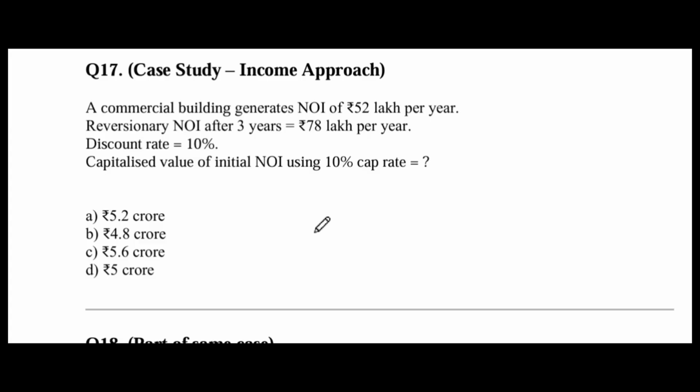Question number 17, case study. Income approach. A commercial building generates net operating income of 52 lakh per year. Reversionary NOI after 3 years is 70 lakhs per year. Discount rate is 10%. Capitalized value of initial NOI using 10% return. The options given are A, B, C, D like this. So previously we discussed what is capitalization rate.